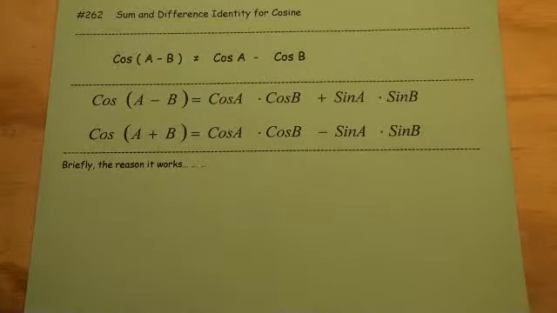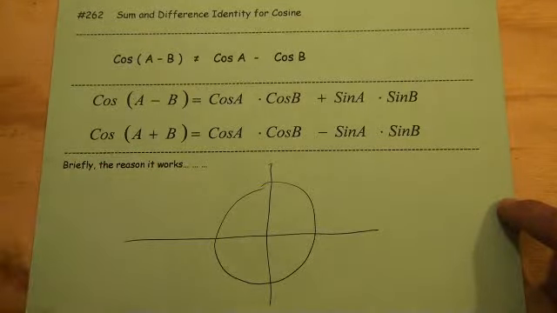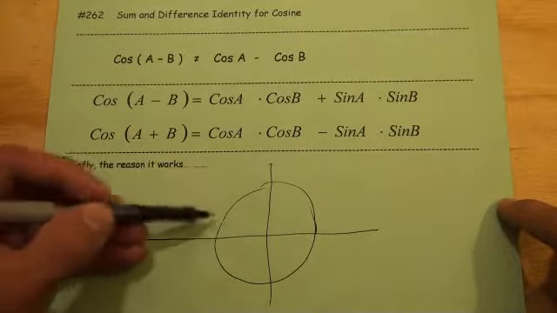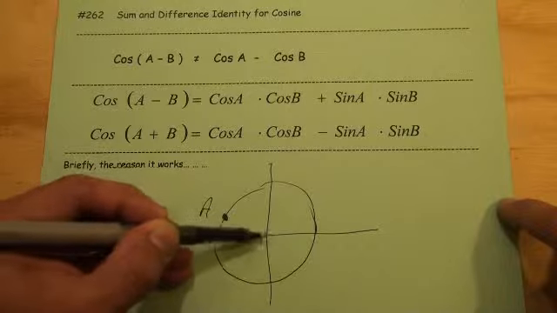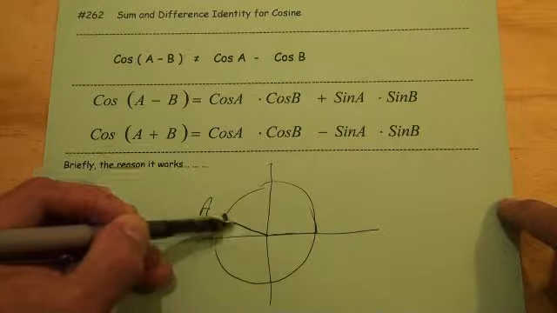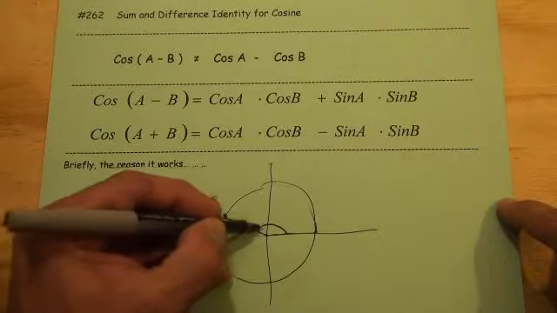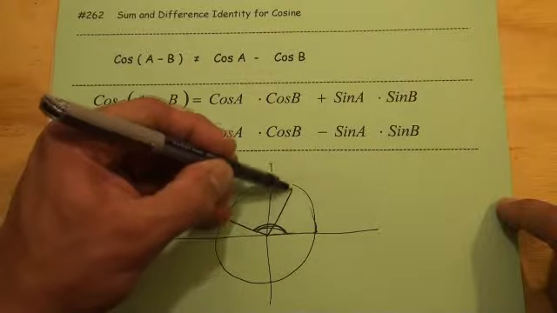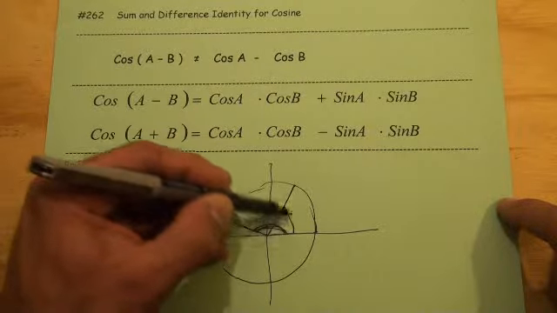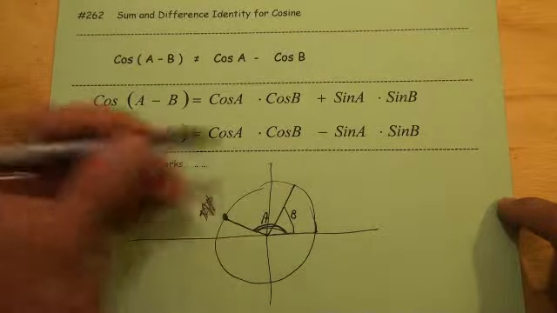The reason this works, I'm not going to go through all of it, but here's why. Let's say you've got a circle here. You've got an angle here. Let's call this big angle A. Then we have an acute angle, angle B. So we have big angle A and angle B.